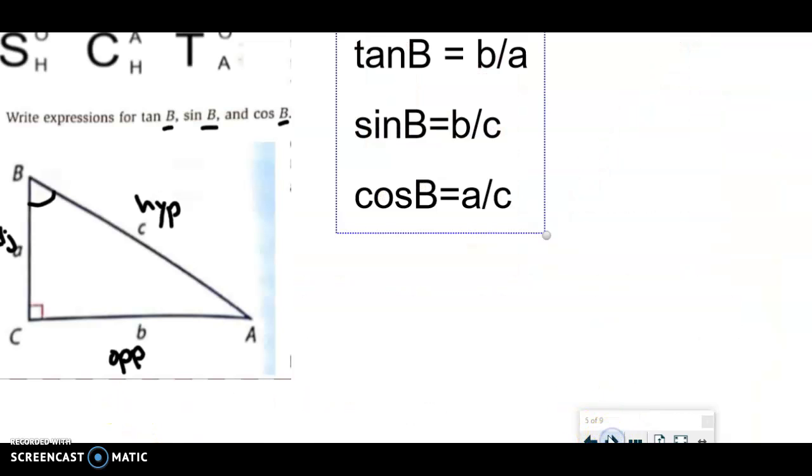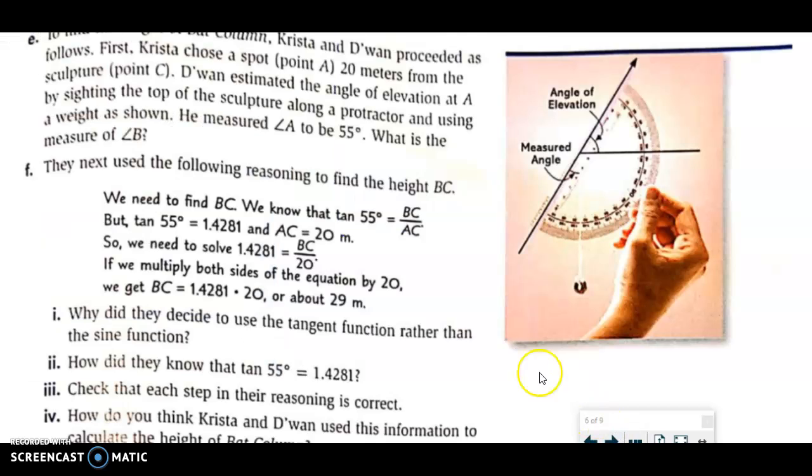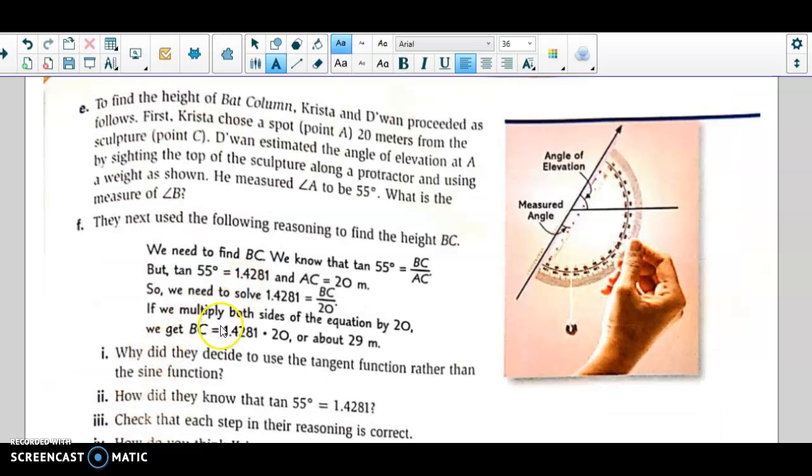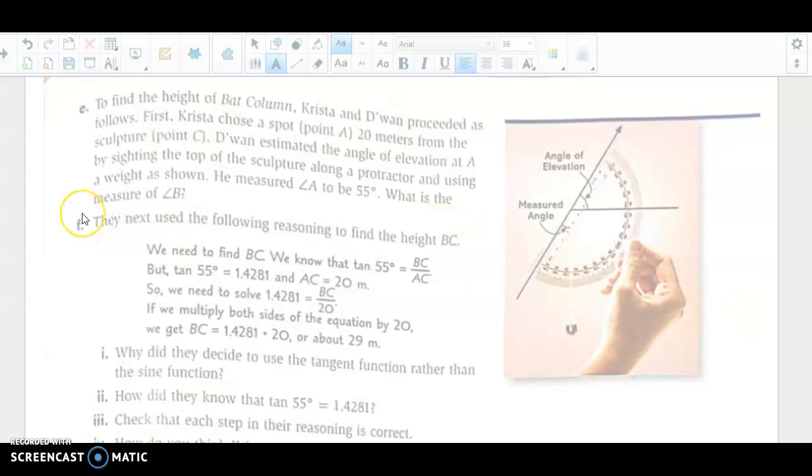And then that's what we just did. Then we have, let's see, Kristen and Dewan proceed as follows. First, Kristen chose a spot 20 meters from the sculpture and estimated the angle of elevation. He used a protractor to estimate the angle of elevation to be 55 degrees, right? What is the measure of B? Let's take a look at what he was thinking when he did this. So this is his thought. And who was it? Dewan?